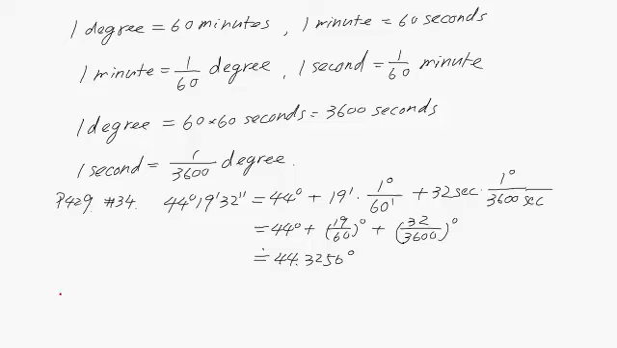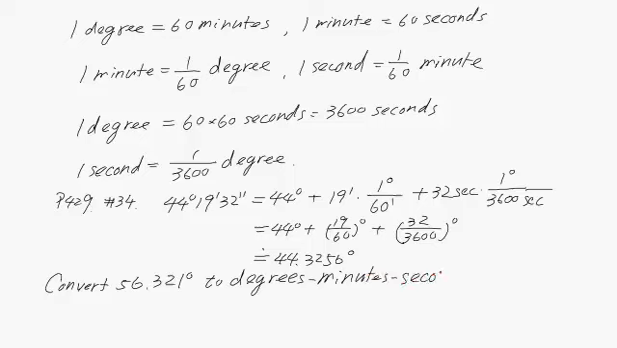So now let's look at another example. Convert 56.321 degrees to degrees, minutes, seconds. So we first keep the integral part. We just deal with the fractional part.